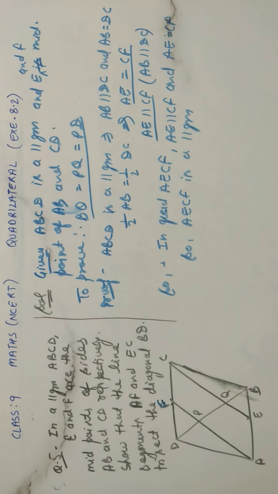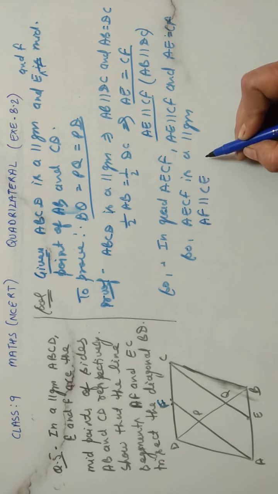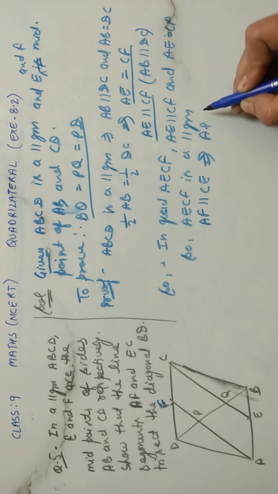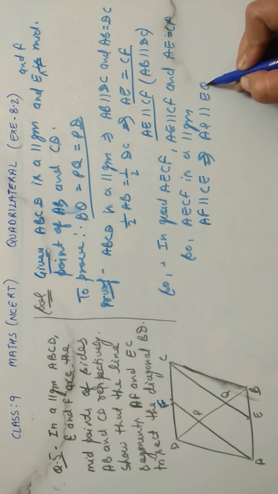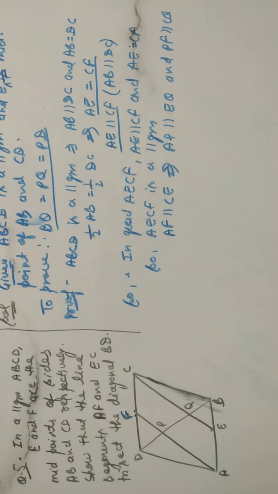So if AECF is a parallelogram, then its opposite sides are also parallel, meaning AF is parallel to EC, and their portions are also parallel, meaning AP is parallel to EQ and PF is parallel to CQ. Their portions are also parallel. Why are we doing this? Because we will utilize these portions. Now see how we will do the rest of the question.